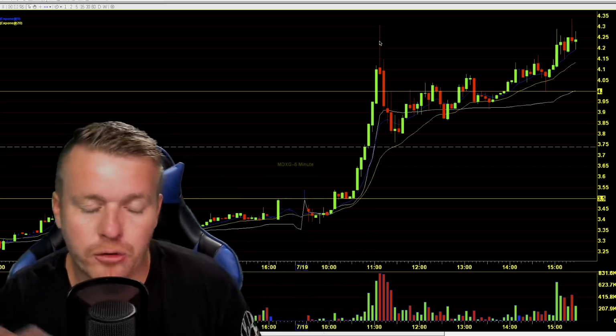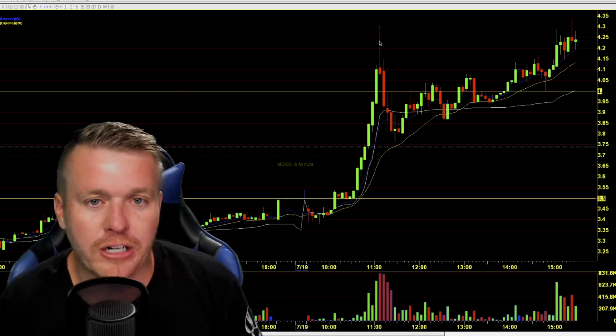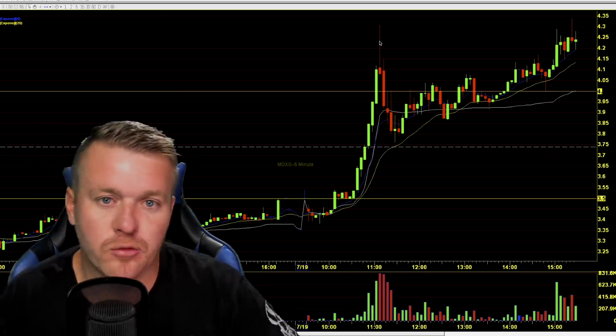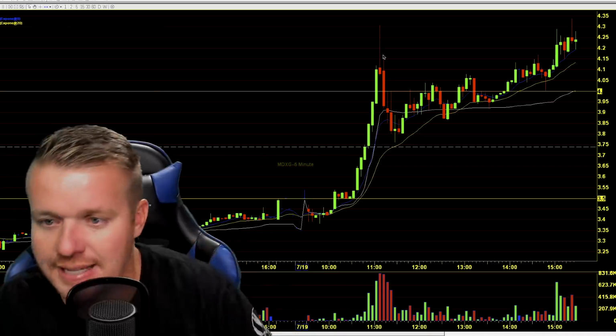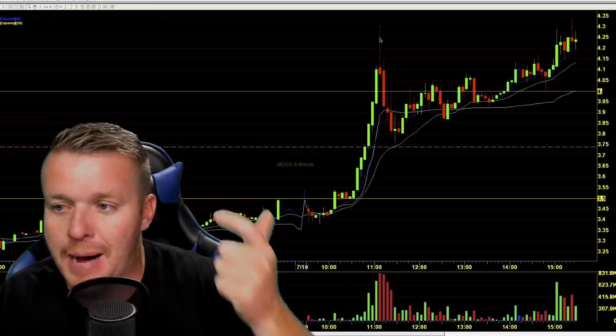And you can also play it two ways here. So you're going to have people who are going to try to short for that breakout if the stock gets really overextended. So this is a perfect example. MDXG pops up there to 4.30.